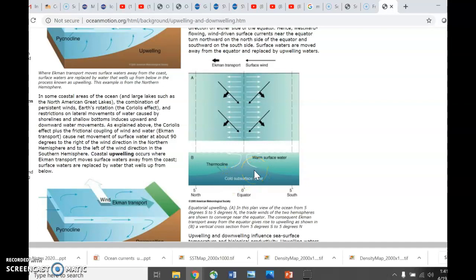maybe if it's really, really deep water, it won't be much improved in nutrients at all. But if you're in fairly shallow waters where that happens, then you can get some improvement in nutrients and see perhaps a higher biological productivity.